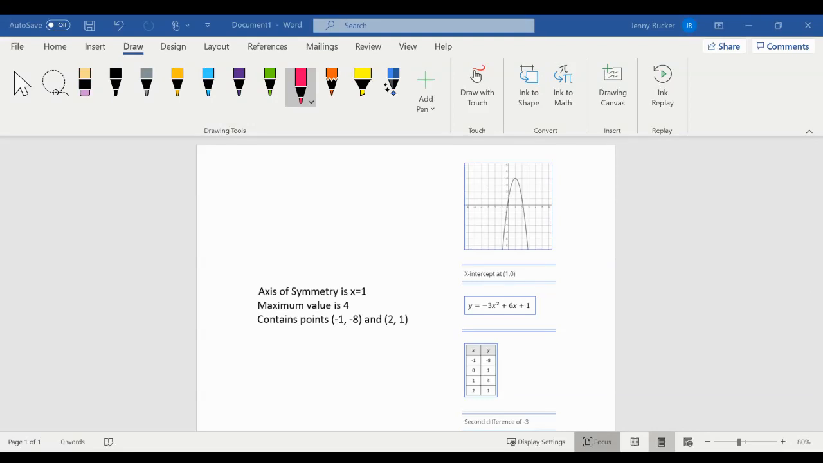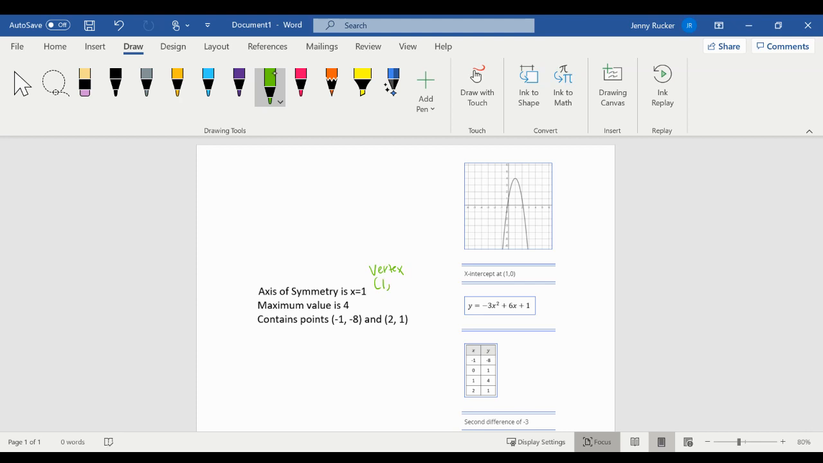In this problem, we are given some key features and asked to determine which of the following statements are true. We have an axis of symmetry at x equals 1. This means that the x value of my vertex must be 1.